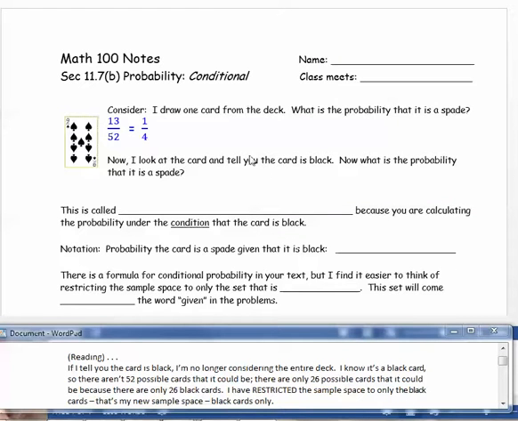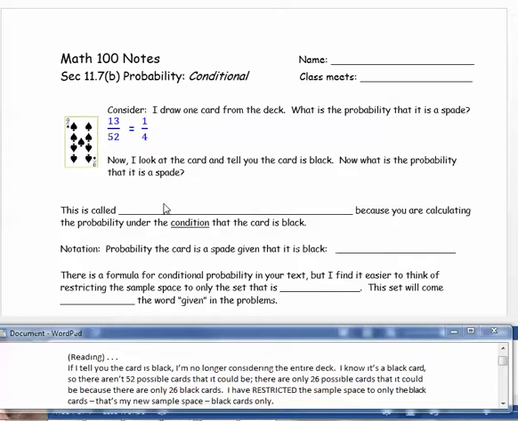Now let's change it slightly. I still draw one card from the deck, but I sneak a peek and look at the card, and I tell you that the card is black. Now that I've given you that information, what would be the probability that it's a spade?